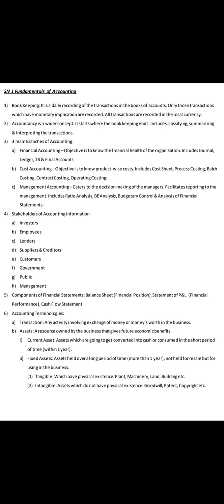Current assets वो होते हैं जो within 1 year में easily convert हो जाते हैं cash में. On the other hand, fixed assets can be tangible and intangible. Tangible assets have physical existence, like plant and machinery, land and building, etc. Intangible assets do not have any physical existence, like goodwill, patent, copyright, etc.